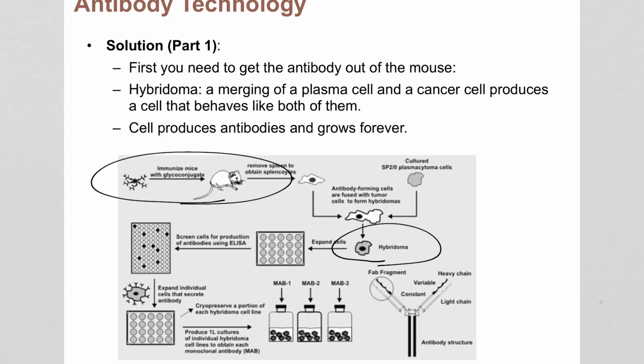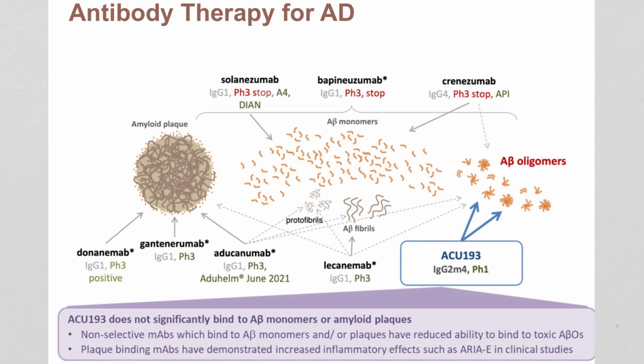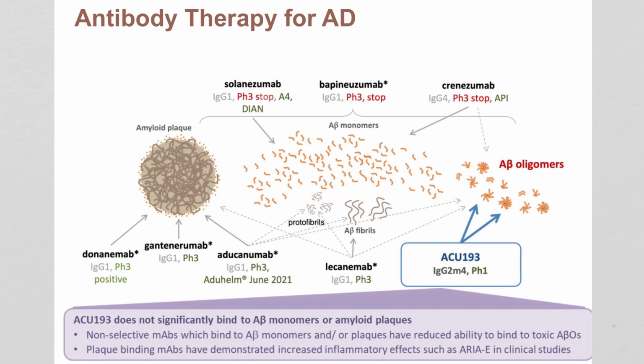And we screen them for which ones are going to be best at binding the amyloids that we're interested in. Right? And then that antibody is used as the actual medication. So whenever you see these drugs that are in trials, or some have been approved for treatment for Alzheimer's, that suffix, that ending MAB, stands for monoclonal antibody. That means that they target a specific type of amyloid, right?